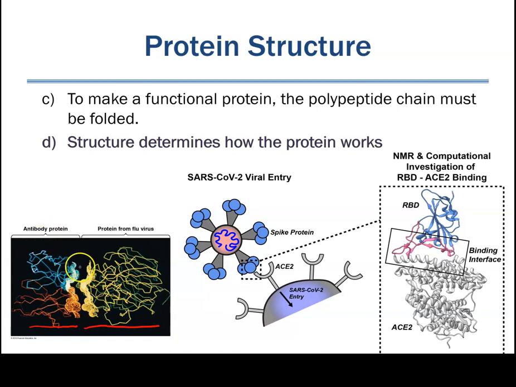So in this case, the antibody recognizes that protein from the flu virus, and that allows our body to mount a response where the antibodies detect the protein from the flu virus and then they can attack it. The same thing happens with other types of infections. COVID-19 is another such example, and a great example of structure and function.